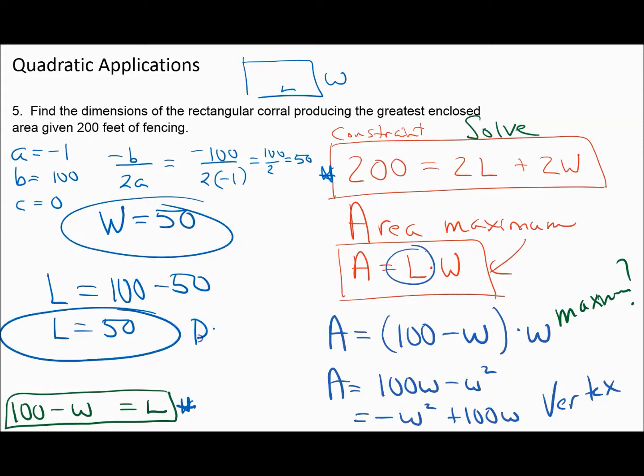So it's going to ask you, what are the dimensions? And you would say the width is 50 and the length is 50. Now what did that really mean about our problem? Well, that meant that a square maximizes the area. And that makes sense, right? You would have the biggest area in your corral if you made it a square.